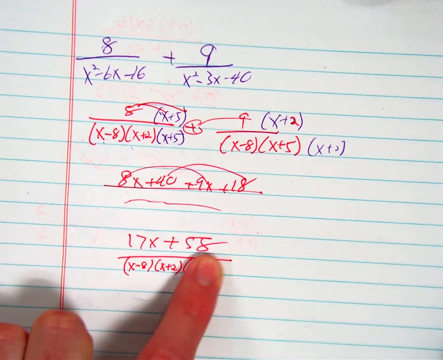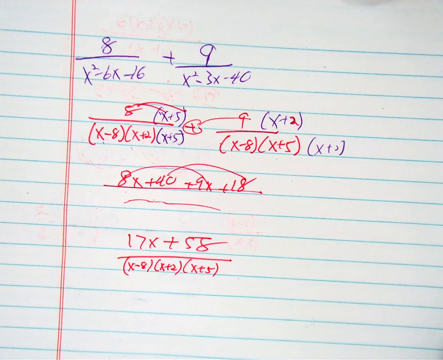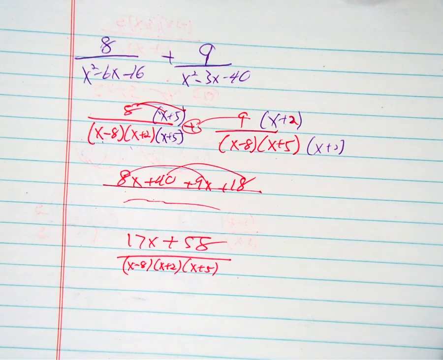Okay? And that whole bottom is all multiplication, so those factors can be in a different order. As long as they're all being multiplied, it doesn't matter. So it can be in a different order and still be equal. Yours doesn't necessarily always have to match mine.